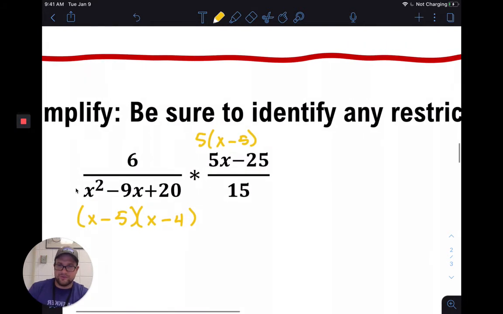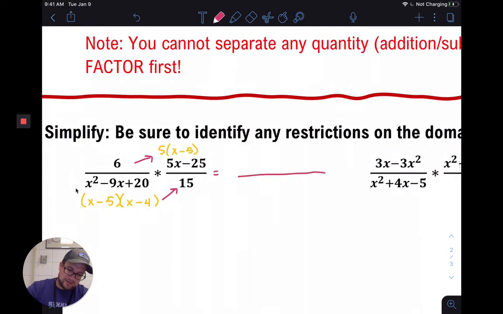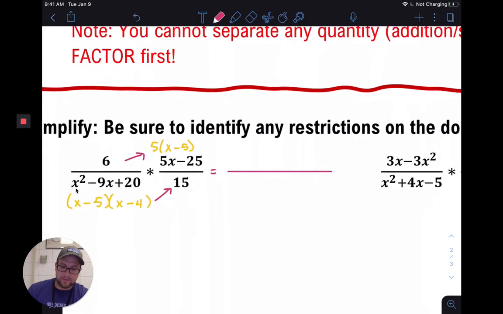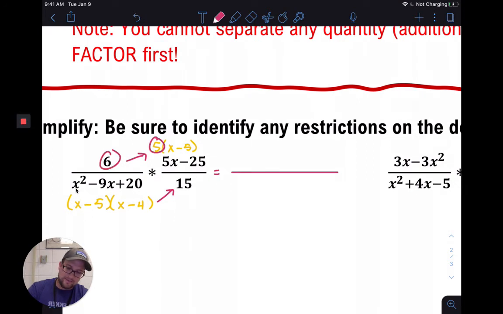This is where I want to multiply. You know that when we multiply fractions, we go straight across. So I'm just going to multiply straight across and turn this into one, let's call it a super fraction. 6 times the 5 would give us 30 times x minus 5. Across the bottom, I'm going to have 15 out front, x minus 5, x minus 4.